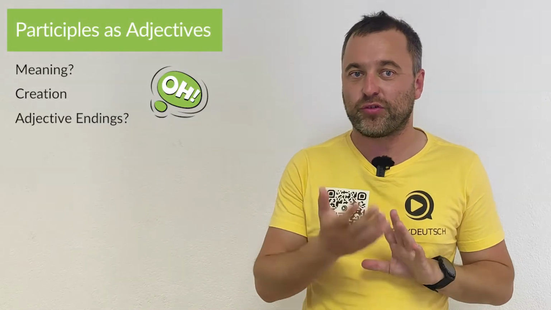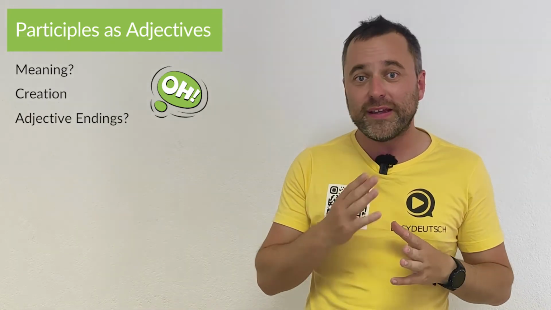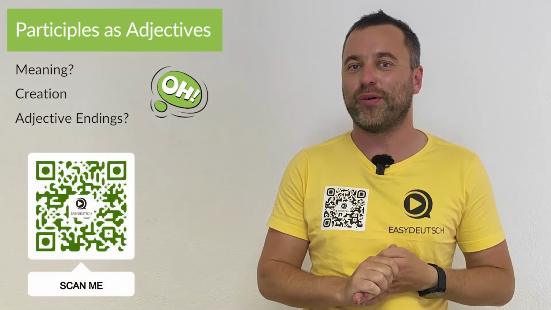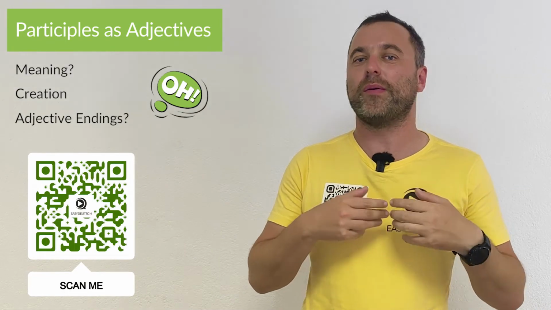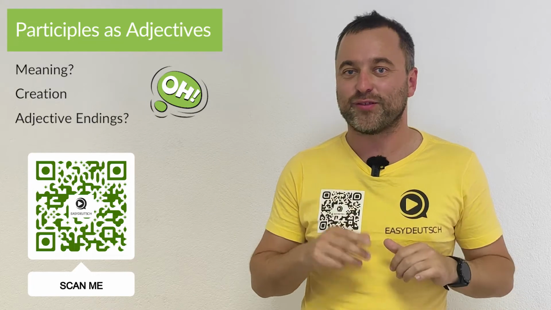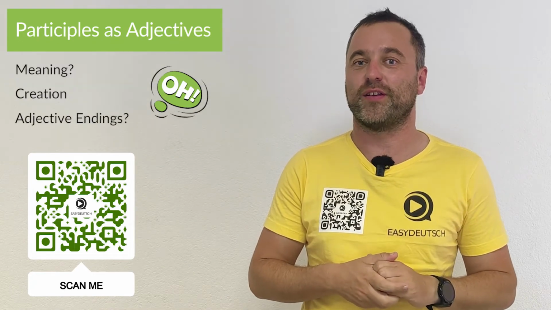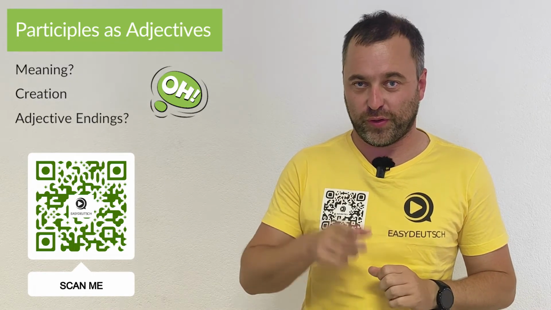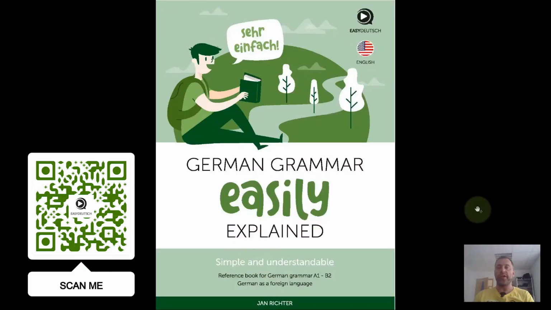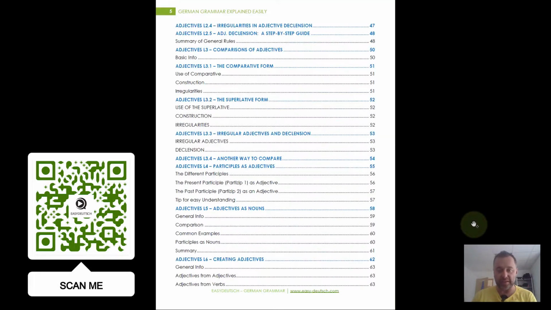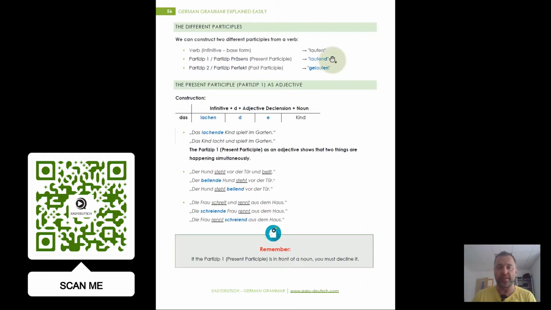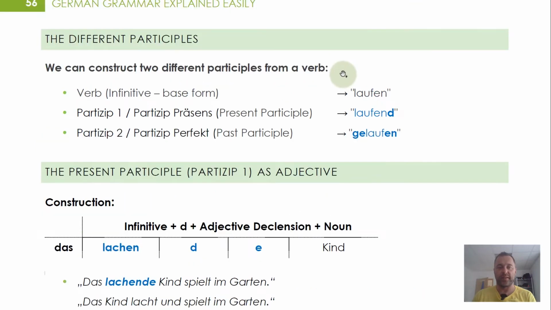That's a little bit of an abstract topic. That's why we immediately switch into my ebook German Grammar Explained Easily, because that makes it way easier for me to explain it to you in a way that you will understand for sure. So let's switch. So we're here now in my ebook German Grammar Explained Easily. Today's topic, participles as adjectives. So let's jump from the table of contents right to our topic and let's zoom in.